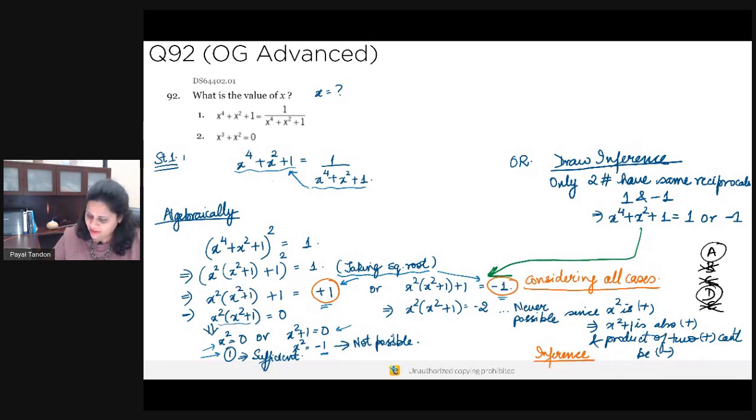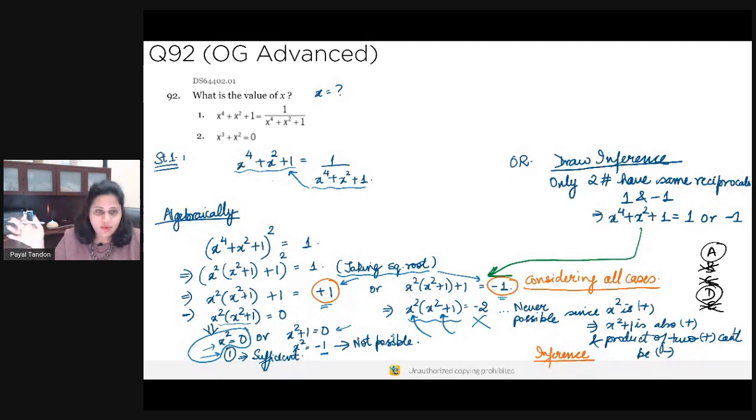Now let's consider the other case wherein this value was -1. If this value is -1, what am I getting? I'm getting the product of two numbers as -2. And what are these two numbers? This is for sure a positive number. This is for sure a positive number as well, because you take the square of a number and add 1 to it, it would be positive, which means that this equation is not at all possible. Thus the only possibility over here is x squared is equal to 0. Therefore, you have the value of x as 0.